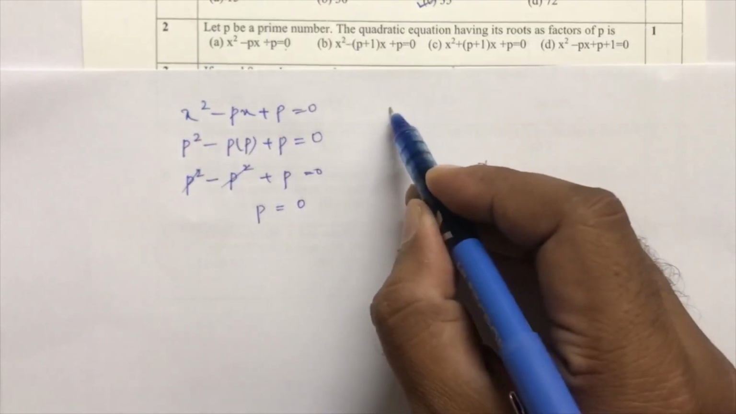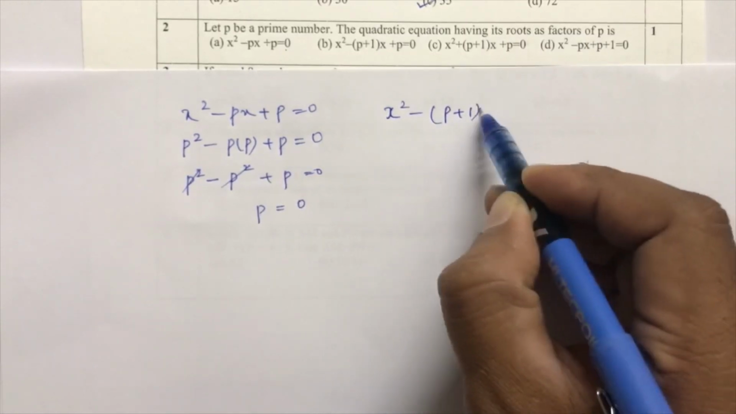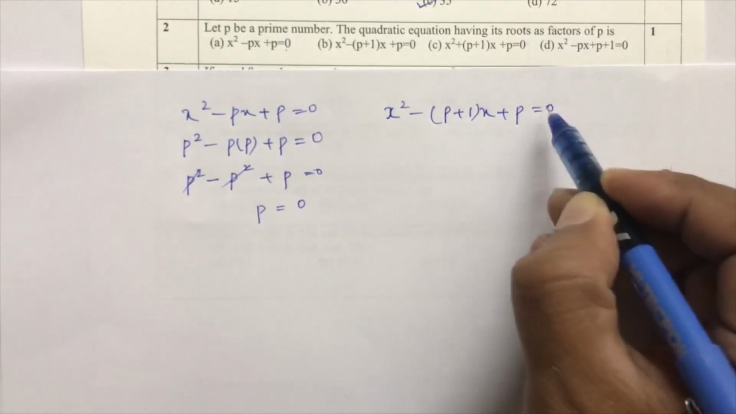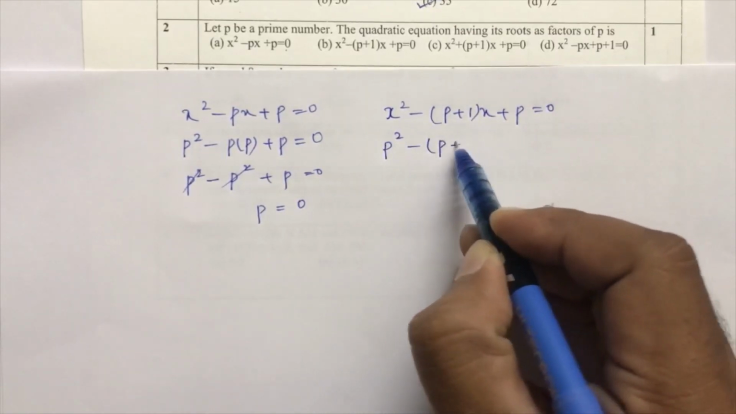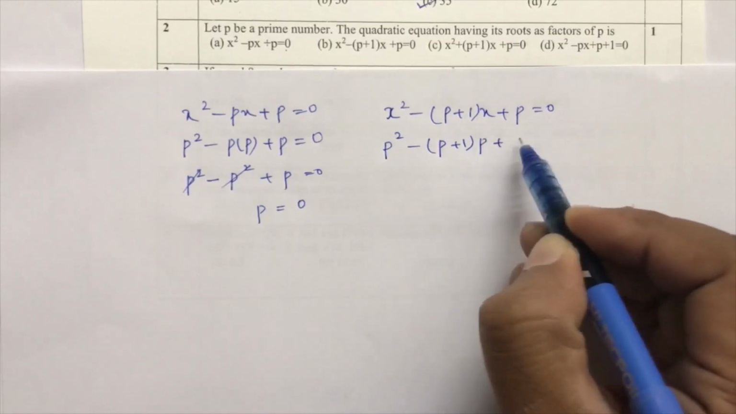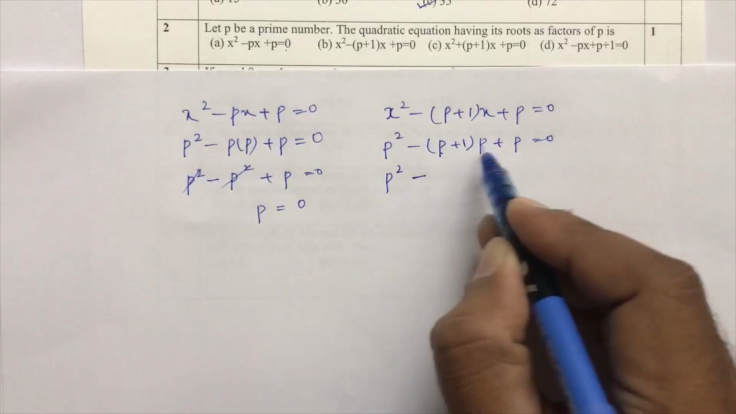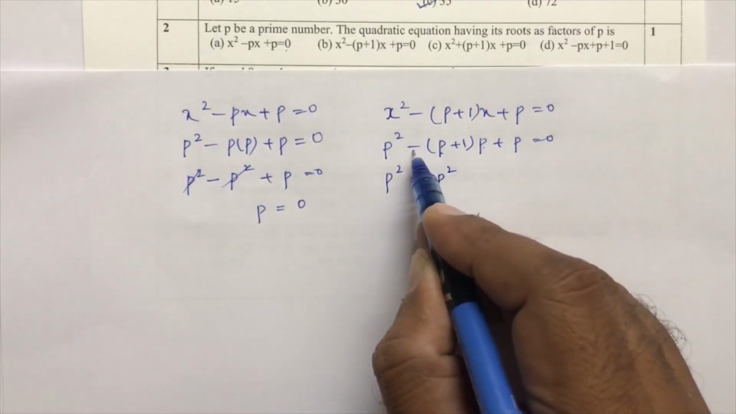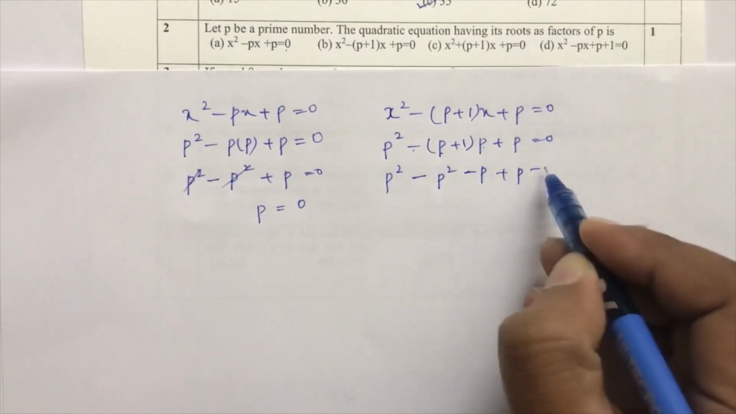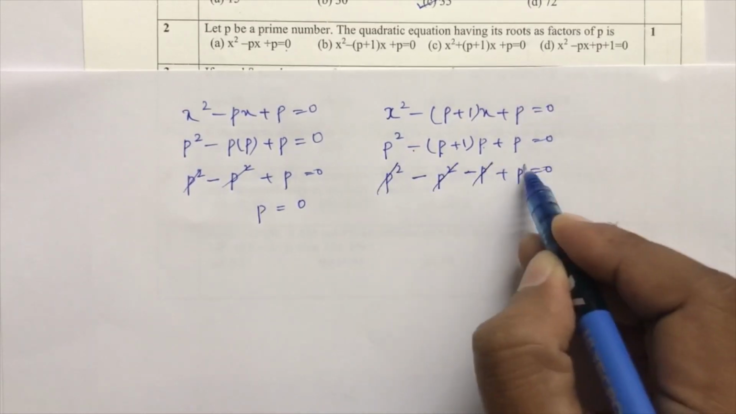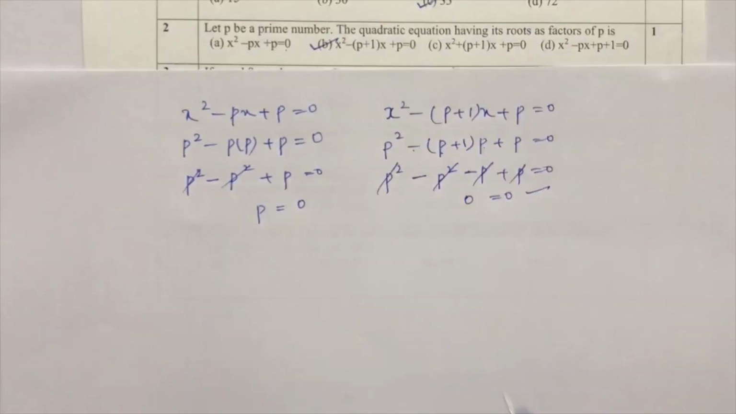I'll substitute in B. B is X square minus (P plus 1) X plus P equals 0. In place of X, substitute P: P square minus (P plus 1) into P plus P. P square minus P square, minus 1 into P is minus P, plus P. So here I got 0. So the correct option is B.